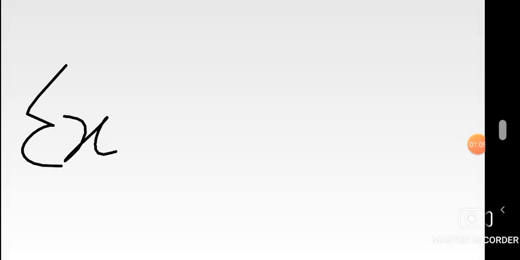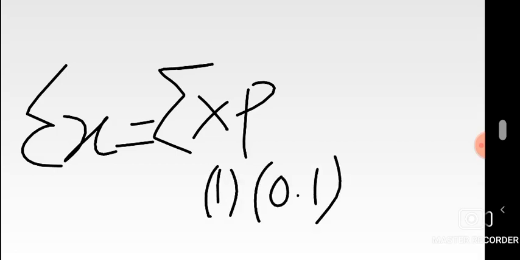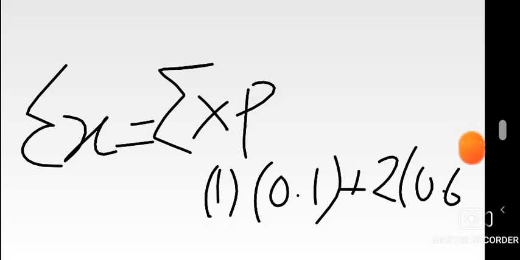When you're told E of x, what they actually mean is the summation of x multiplied by p. We know that x is taking on the value 1, as you can see there, and then multiplied by the probability that corresponds with it. So 1 corresponds with 0.1, and then 2 corresponds with 0.6. That's what they mean. It's a summation of x times p. So each x value multiplied by the probability, then you get your answer, as I'm about to show you on the next screen, the answer to the first part.